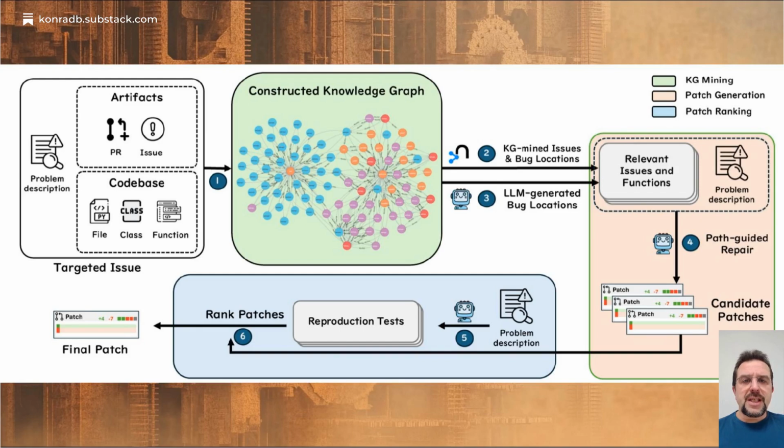Figure 2 illustrates the KG Compass workflow. Starting with the targeted issue, the authors build a comprehensive knowledge graph from repository artifacts and codebase. They then identify relevant functions using both graph analysis and LLM suggestions. The path-guided repair process leverages entity paths to generate precise patches. Finally, they evaluate these patches using both regression tests, existing tests that should still pass, and dynamically generated reproduction tests that verify the bug is fixed. This multi-stage pipeline provides both accuracy and reliability.